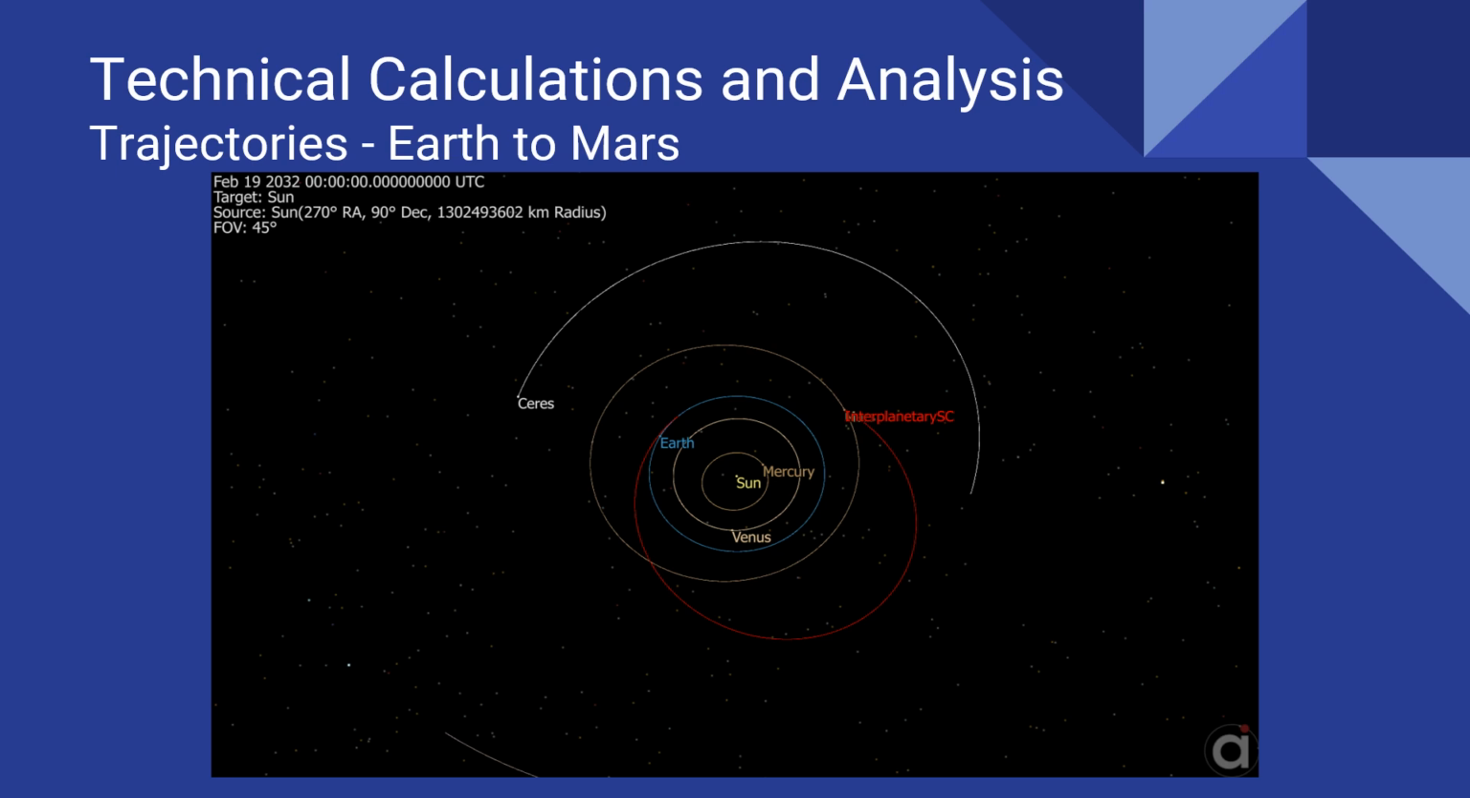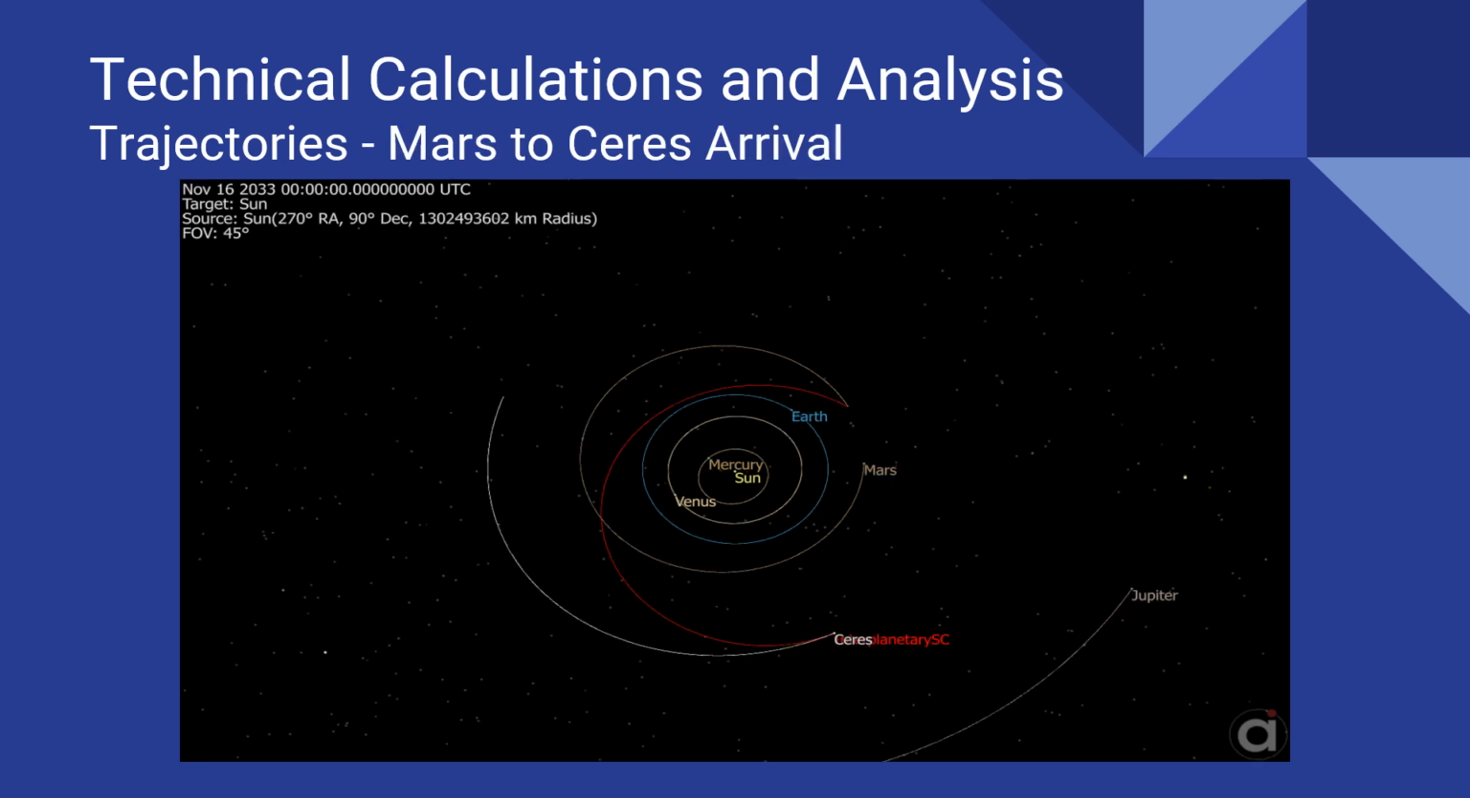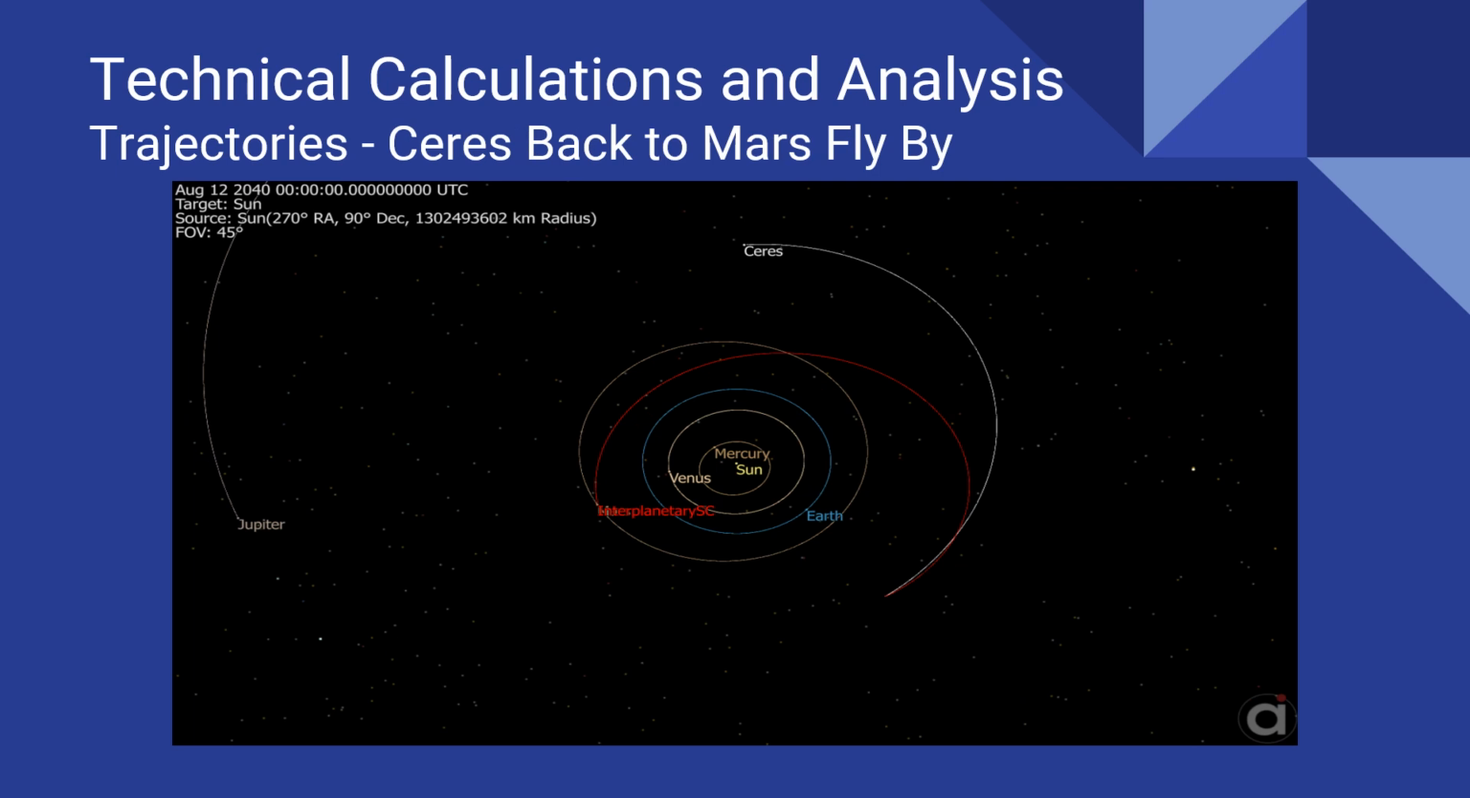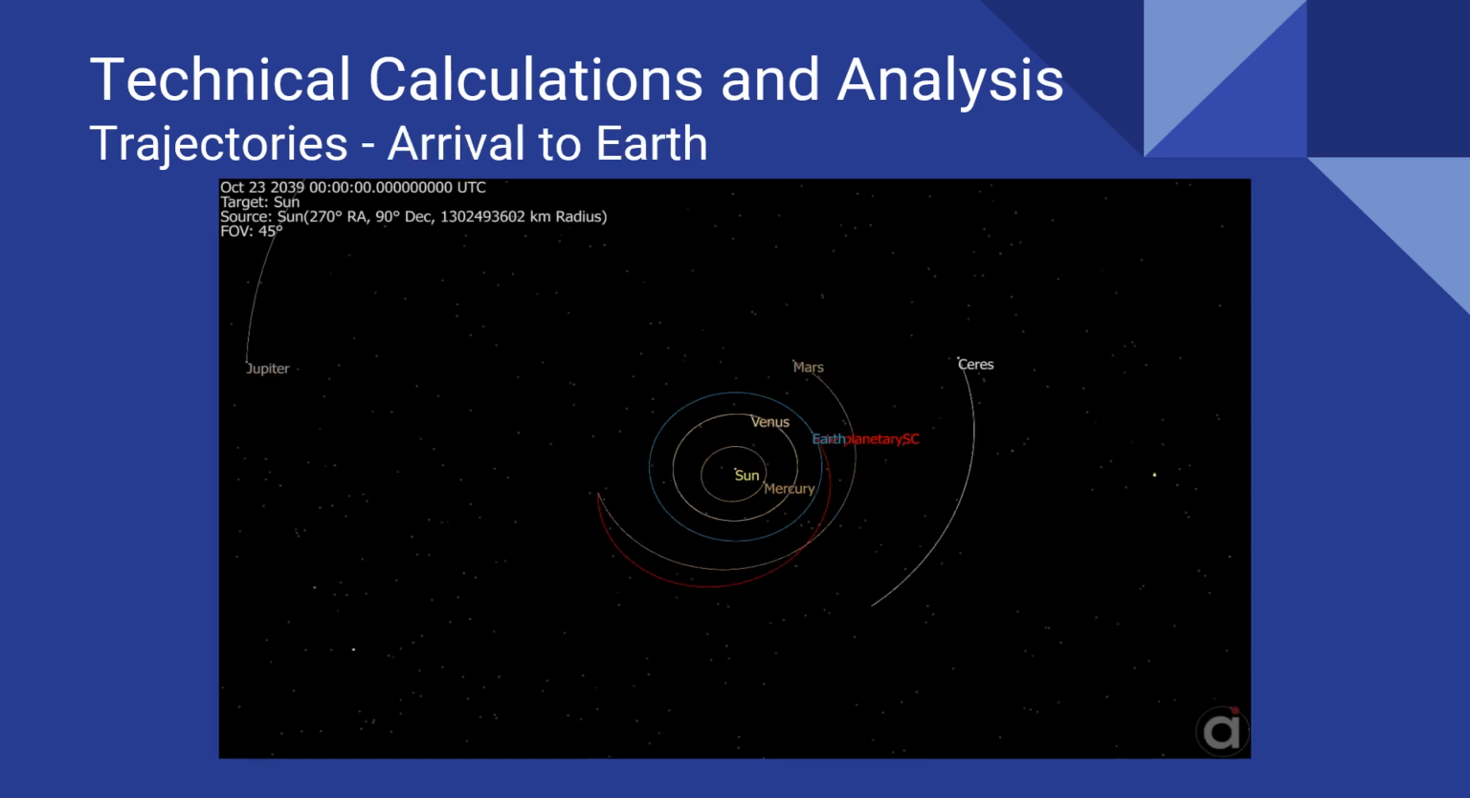Our trajectories proceeded as follows: the spacecraft leaves Earth on January 31, 2030 with a launch C3 of 33.58 and flies by Mars on February 20, 2032. From Mars it arrives at Ceres on November 17, 2033 with an arrival V-infinity of 4.65 kilometers per second. After orbiting Ceres for 5 years, the spacecraft begins the return trip September 3, 2038 with a launch C3 of 14.37 and returns to Mars for a flyby on August 13, 2040. From Mars, the spacecraft returns to Earth on October 3, 2041 with an arrival V-infinity of 9.55 kilometers per second.